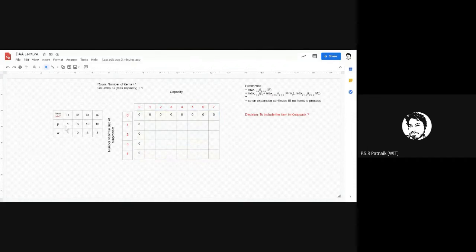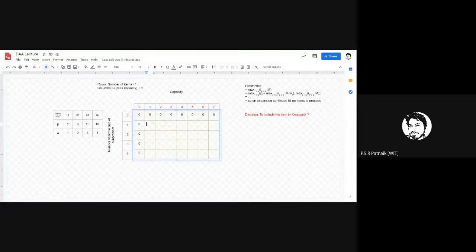So let us solve this on this table, and then we will convert this into an actual Python program. Fine. So here at this location, what does this indicate? What does this row indicate? This indicates when I have one item to process, one item in the sense I1, and the sack capacity is 1, what will be the maximum profit?